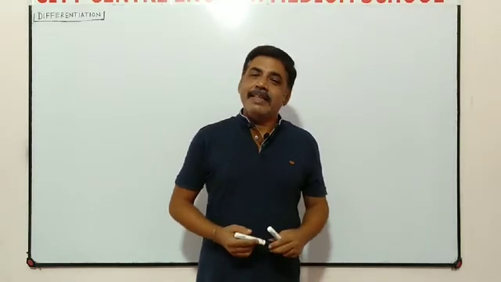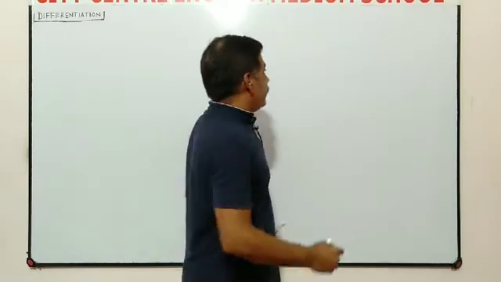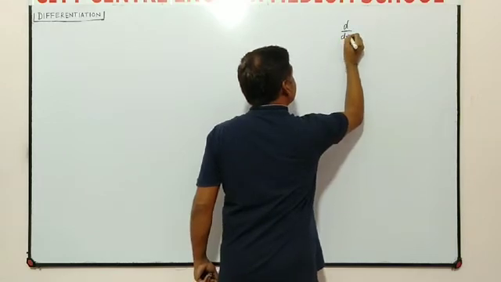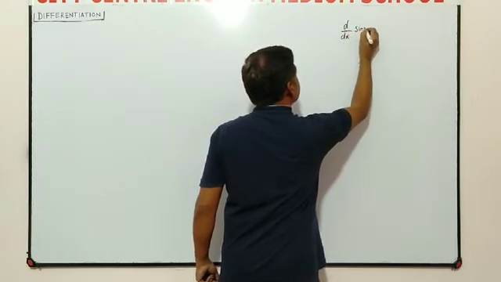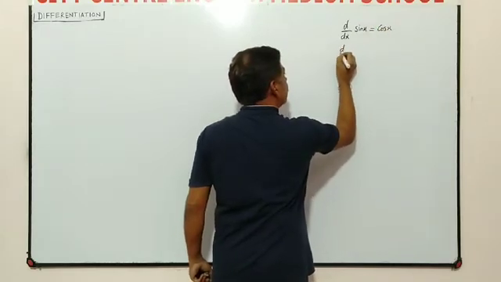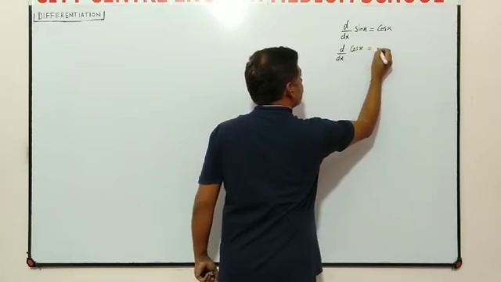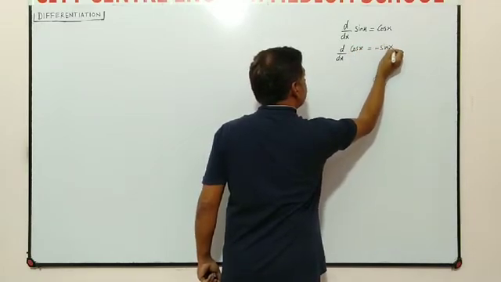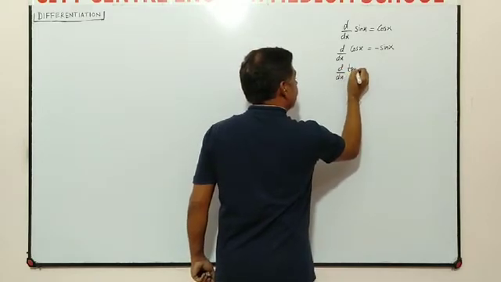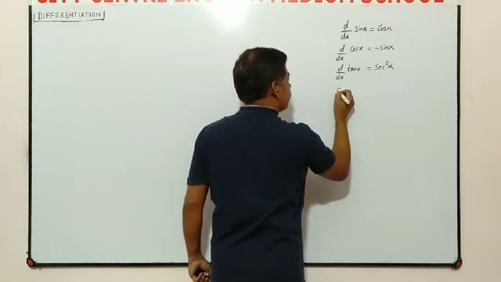Hello student. Now we will see some other formulas. They are related to trigonometric functions. d by dx sin x is equal to cos x. d by dx cos x is equal to minus sin x. d by dx tan x is equal to sec square x.